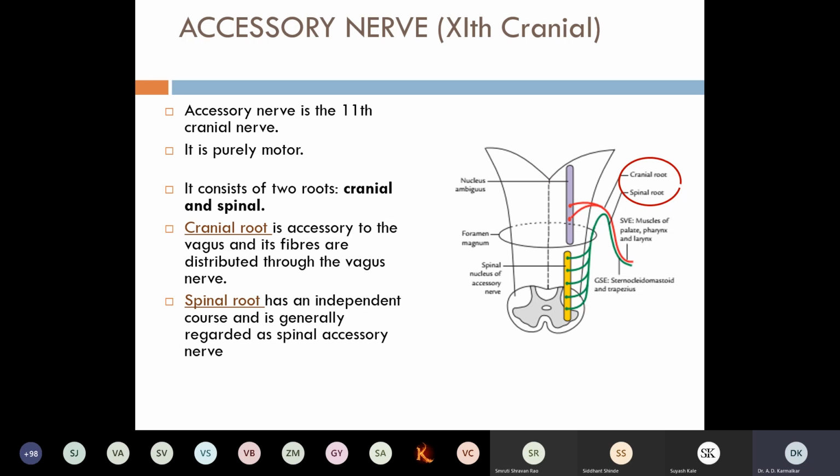The spinal root has an independent course and is generally regarded as the spinal accessory nerve. When we say the spinal accessory nerve, it is the spinal root. The cranial root, as I mentioned here, is accessory to the vagus. So all the cranial root fibers are going to pass along with, or distribute the muscles to, the vagus nerve.